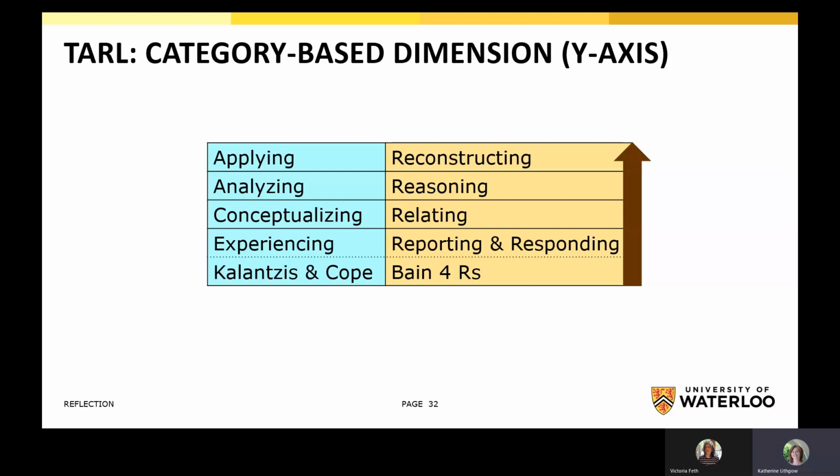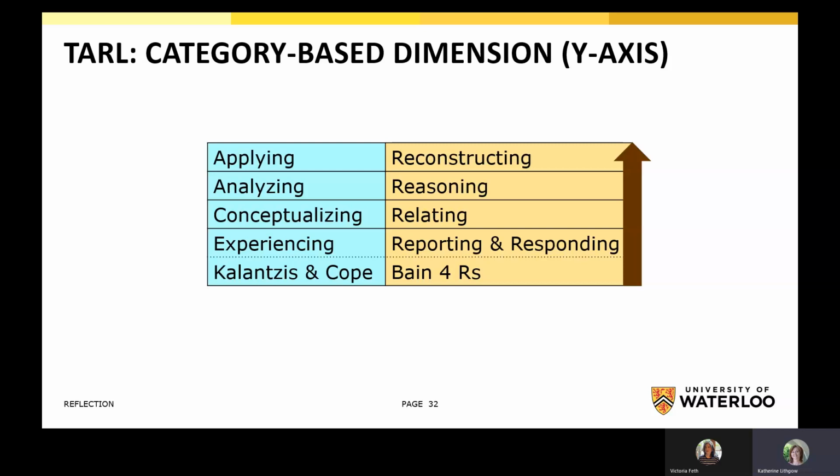So you're starting out here at the reporting and responding, making sure that they do that really well so that they are better prepared for the relating, the reasoning, and the reconstructing. So as students progress throughout the program, again, we're expecting them to start improving their ability to reflect at those higher levels. But again, it's important that they be able to do the lower levels really well so that they can build upon the higher levels.